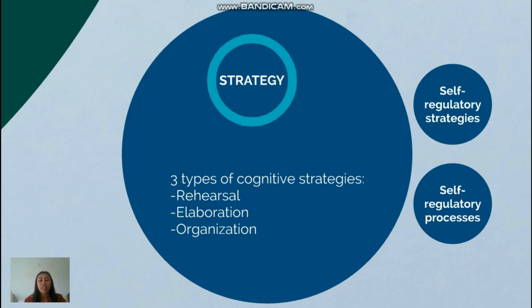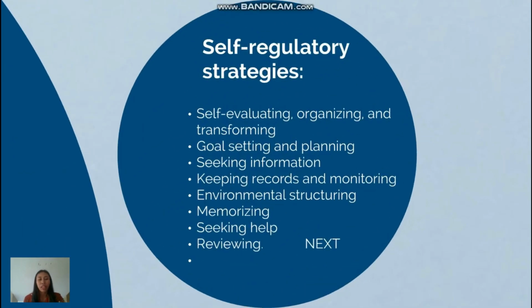There are some strategies for how students take control of learning using the self-regulatory process in the classroom. Here are the self-regulatory strategies to implement SRL in the classroom. The first one is self-evaluating, organizing and transforming, and then goal setting and planning, seeking information, keeping records and monitoring, environmental structuring, memorizing, seeking help, and reviewing.